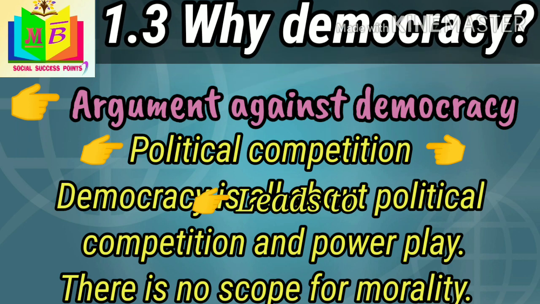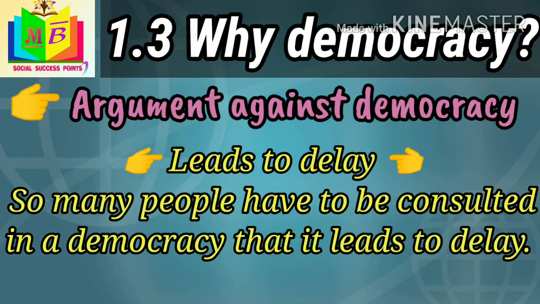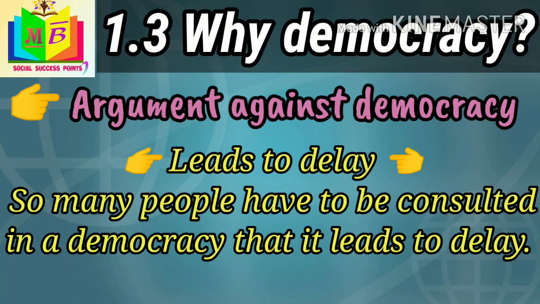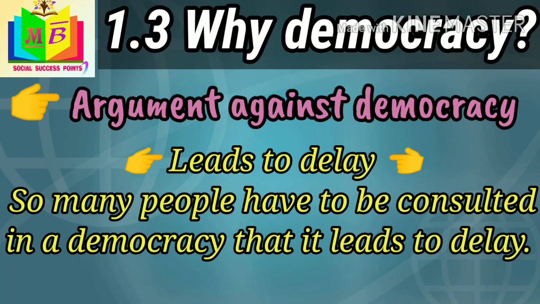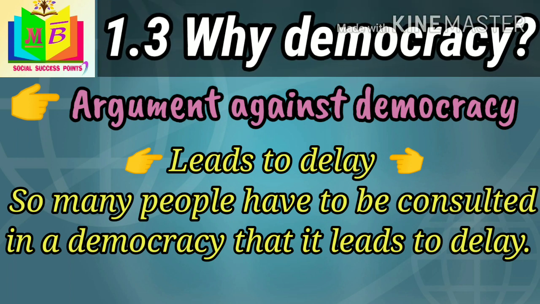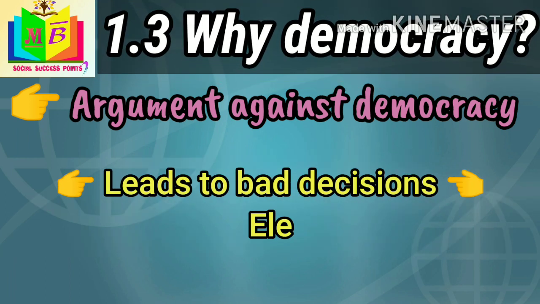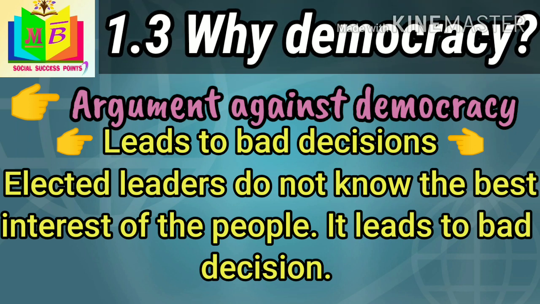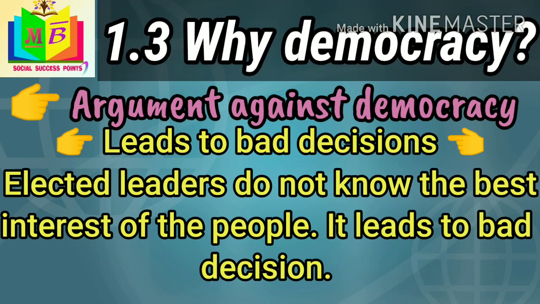Next is leads to delay. It means so many people have to be consulted in a democracy that it leads to delay. Next is leads to bad decisions, means elected leaders do not know the best interest of the people, so it leads to bad decisions.